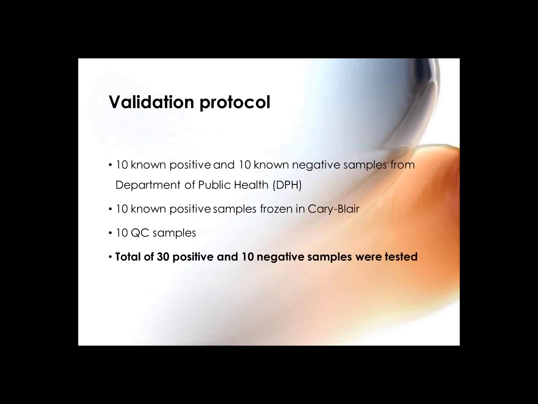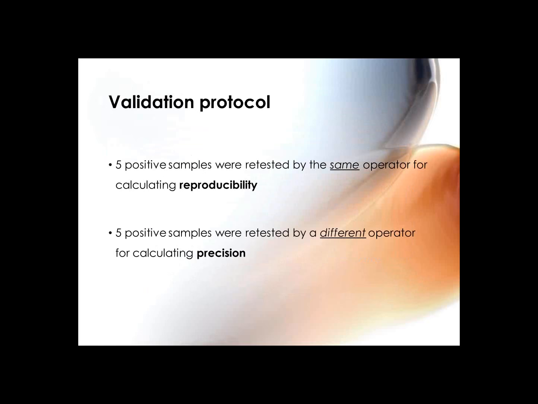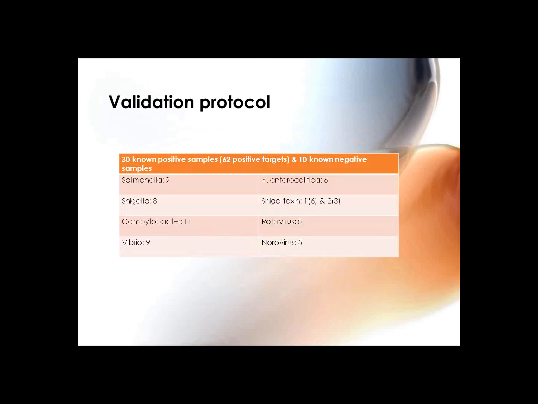But we needed to evaluate the panel as the panel has 9 different targets, and so that is the way that we did the validation. We also ran 5 positive samples by the same operator and 5 positive samples by a different operator, so we calculated reproducibility and precision. This is what we did to perform the validation protocol.